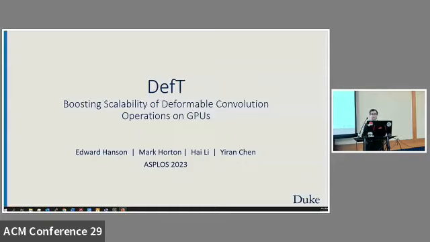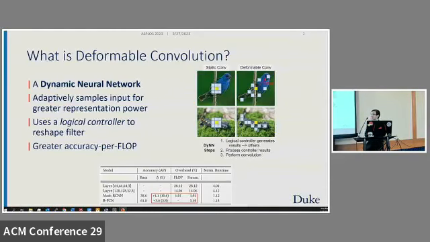I'll be discussing my paper DefT, targeting deformable convolution. I know a vast majority of you already know what the regular convolutional layer is in deep neural networks. The deformable convolution is actually a special type of convolution that is a form of dynamic structure, so it appears in dynamic neural networks. On the figure on the right side, you can see the comparison between the two.